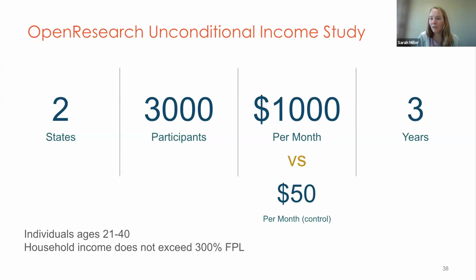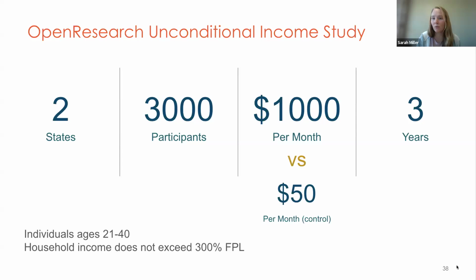So this study looked at participants in 2 states, Texas and Illinois. We recruited 3,000 participants, and of these 3,000 participants, 1,000 were randomly selected to receive $1,000 per month, with the remaining 2,000 serving as the control group and receiving $50 per month. This transfer began in November of 2020. So like these other 2 studies, it began during the pandemic era, and it continued for 3 years. The last payment was made in October of 2023.